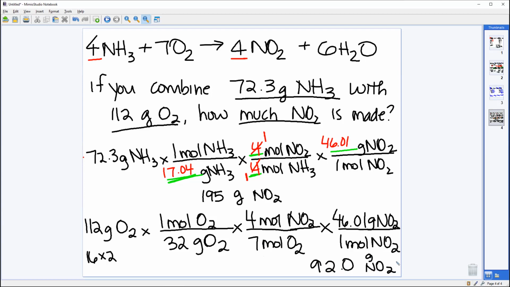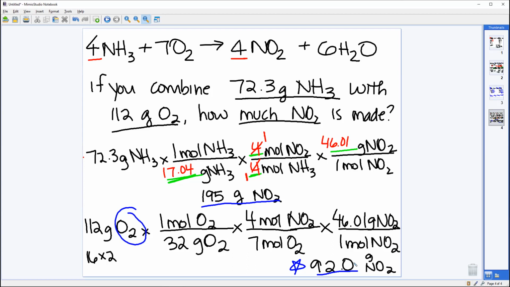Now, when I look at my results here, I see if I start with 72.3 grams of ammonia, I get 195 grams of NO2. If I start with 112 grams of O2, I only get 92 grams of NO2. So my oxygen then is the limiting reactant. I'm going to run out of oxygen first. So I can only produce 92.0 grams of NO2. It doesn't matter if I have 1,000 grams of ammonia. If I only have 112 grams of O2, I can only produce 92 grams of NO2.